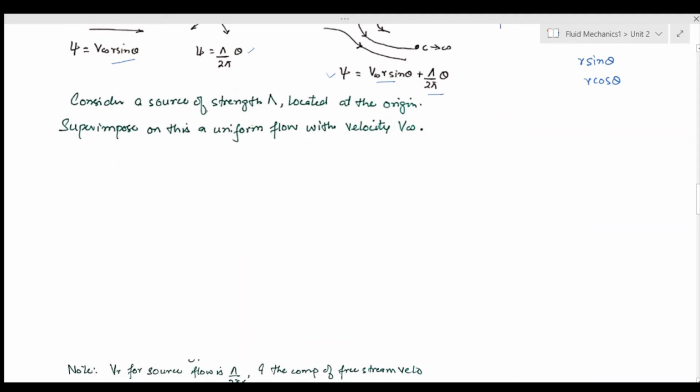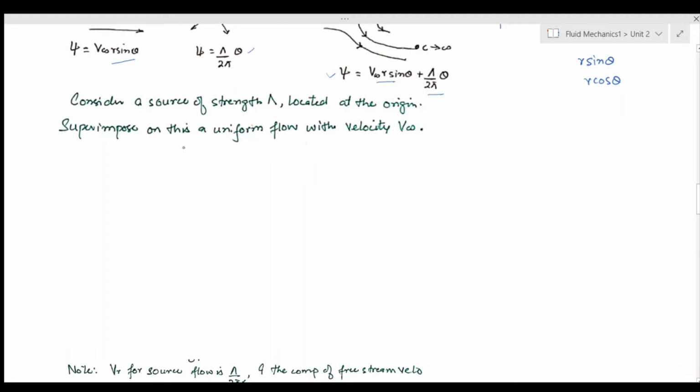Now consider a source of strength capital lambda located at the origin. Superimpose on this a uniform flow with a velocity of v infinity. If you remember the Laplace equation, we talked about it, that the Laplace equation governs potential flow, and because of the property of the Laplace equation, if we combine solutions, the summation of solutions is also a solution. So we are using that.